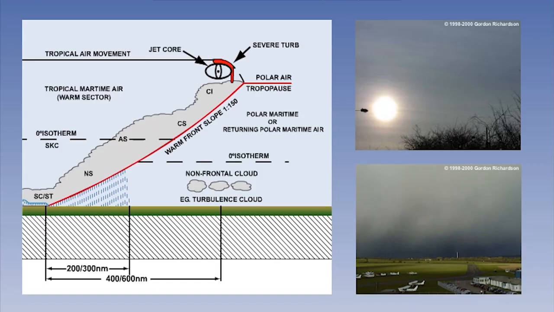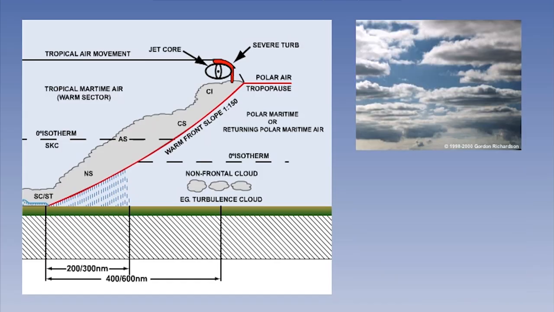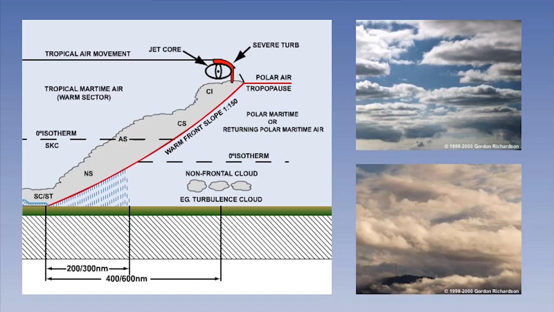Nimbostratus, thick and threatening-looking cloud. Stratocumulus, and finally stratus, the lowest of all the clouds. Notice how the main area of precipitation starts some 200 to 300 nautical miles ahead of the surface front as the base of the cloud gradually lowers.